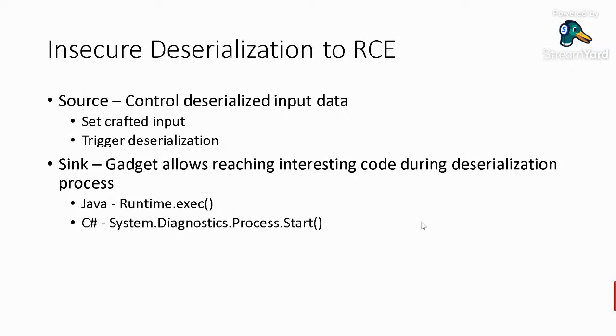Basically, the attacker controls the input, it triggers a deserialization, and then the process of getting to RCE is trying to get the deserialization process itself to trigger one of the interesting functions. These are usually called sinks, and in Java it'll usually be running Runtime exec, which runs a command on the operating system. In C# it'll be starting some process usually, but any interesting functionality that can get us to execute code.